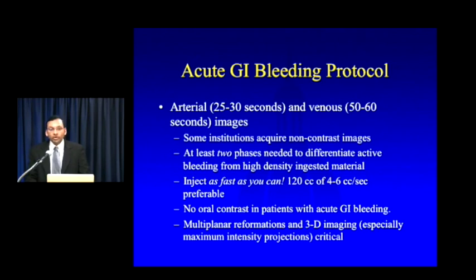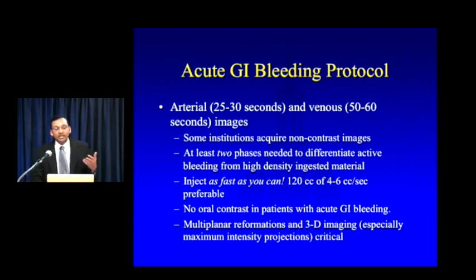Now, it is important when you're doing these cases that you inject as fast as you can. The faster you inject, the more likely you are to find active extravasation. So I would say 120 cc's of contrast, at least 4 to 6 cc's per second. Now, it goes without saying you can't give positive oral contrast, right? If you do that, you're going to have a non-diagnostic study. That positive contrast is going to pool in the bowel. You're going to have no idea whether there's a bleed there or not.